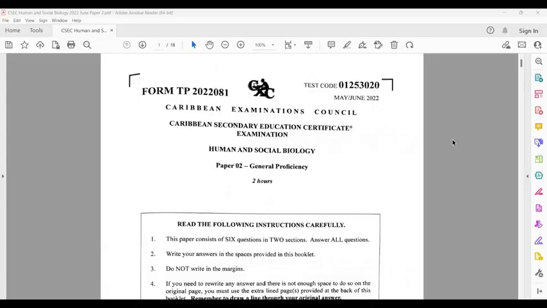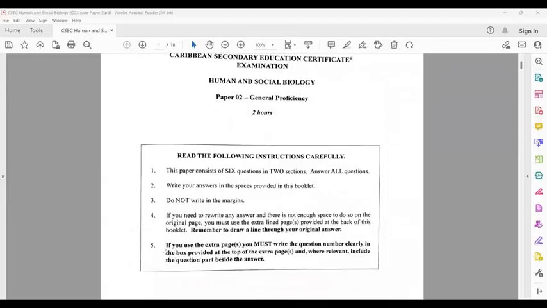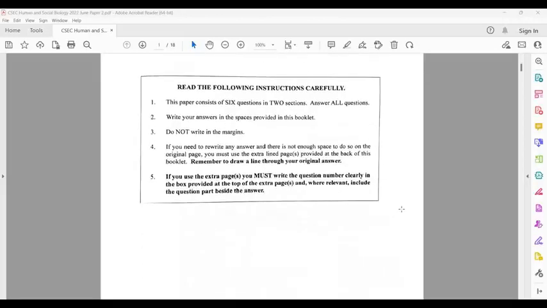Looking at the May-June 2022 Human and Social Biology Paper 2. It starts off in its very usual way with its customary instructions. Candidates are to do all questions, and the questions are broken up into 2 sections. 2 hours to do each question. That gives approximately 20 minutes a question.